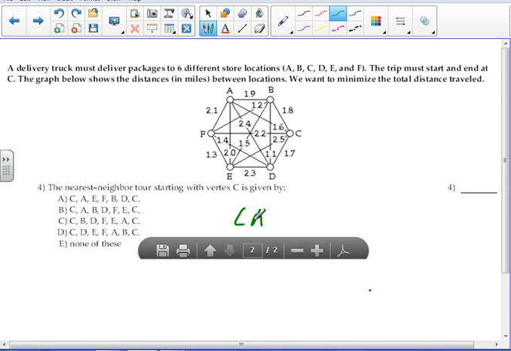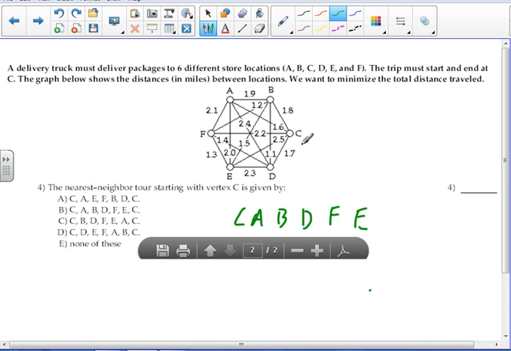C to A. Once I get to A, I have a 2.4, 2.0, I have a 19. So going to B would be the shortest route. CAB. Well, it still could be none of these. Darn. All right, so now I'm at B. 1.1 is D. Okay, I'm at D. 1.4 is F. I'm at F. 1.3 is E. I'm at E.